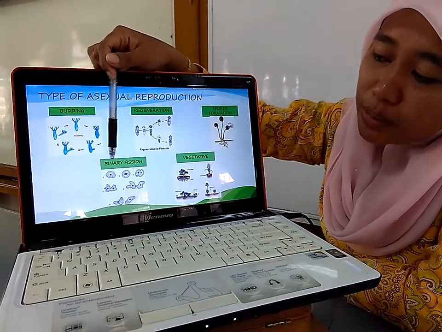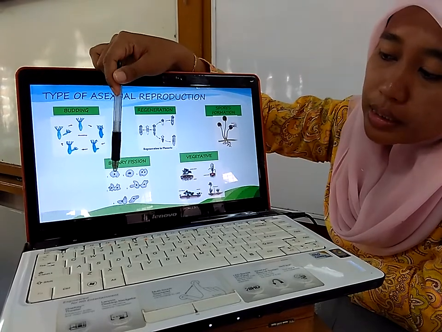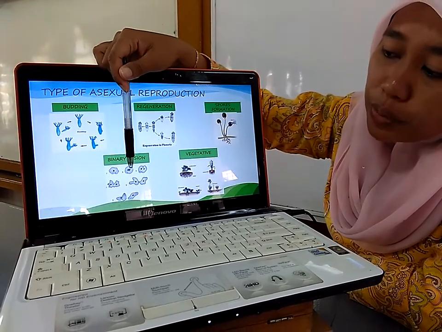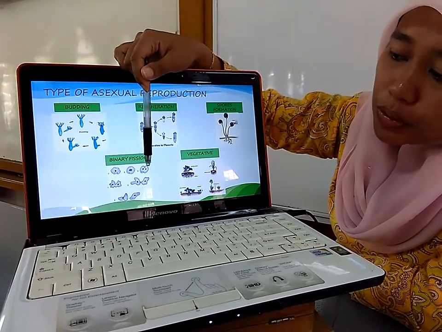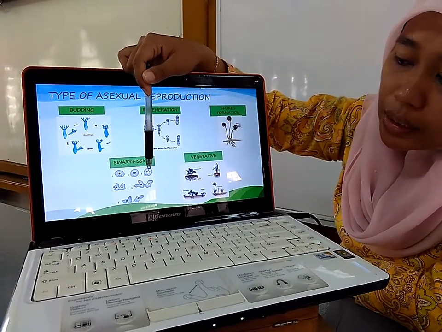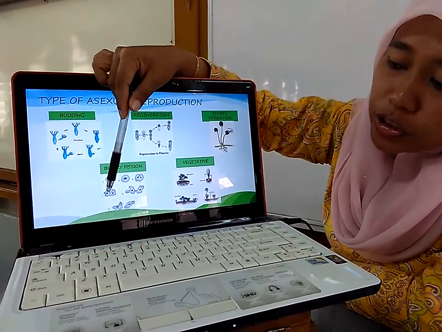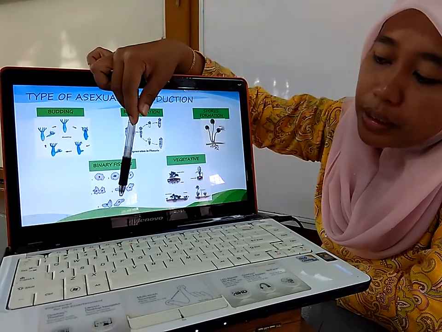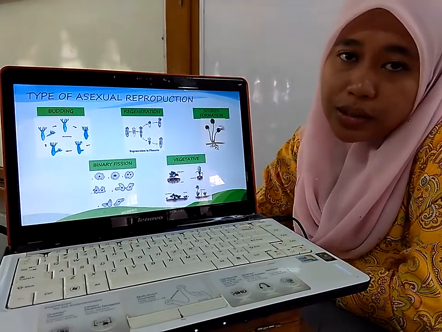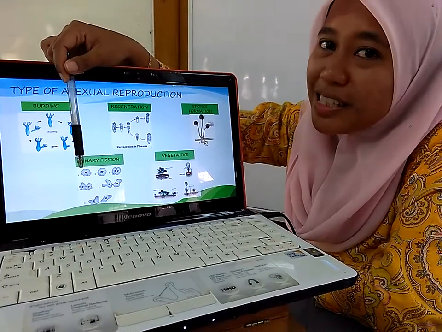Okay, the fourth one is binary fission. Okay, this is the parent cell. The nucleus will be divided. Okay, and also the cytoplasm is divided, and then what happened? Constriction occurs at the middle, and they will form new daughter cells. So this is like the normal cell division inside our cells.